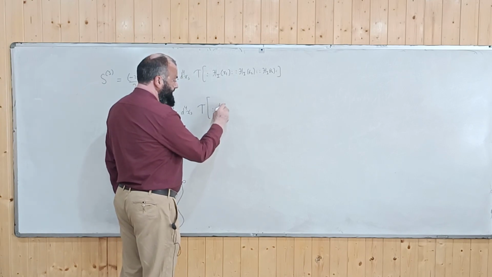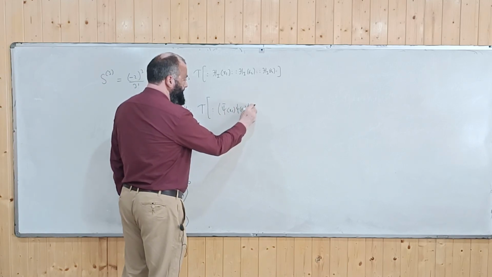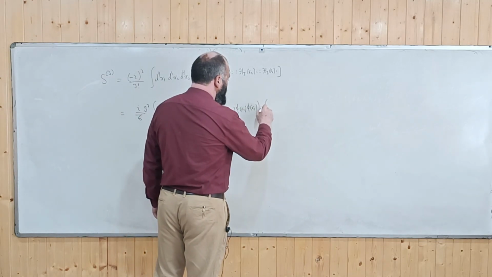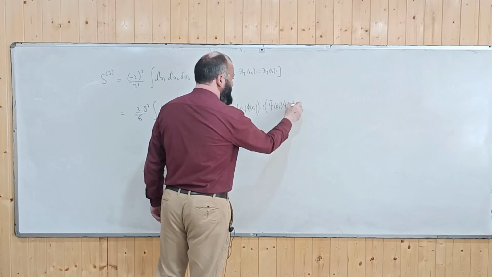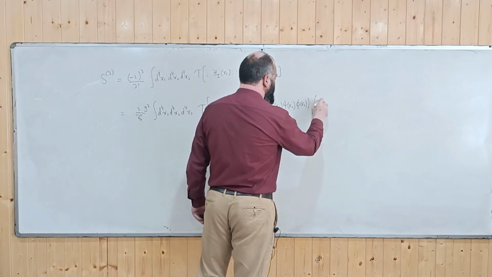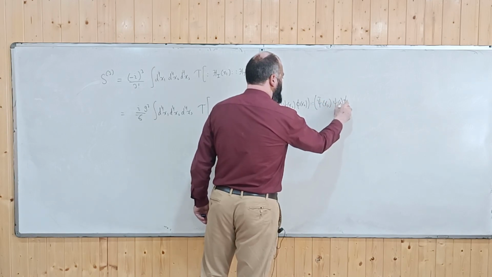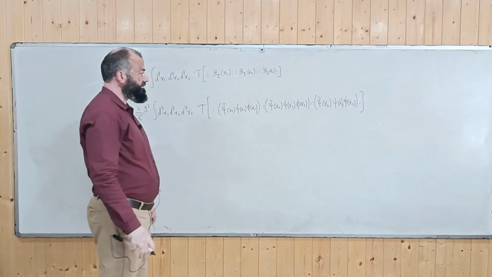Okay, so this will be something like psi bar of x1, psi of x1, phi of x1. Okay? Clear? Then you are having another psi bar of x2, psi of x2, phi of x2. Then you are having what? Psi bar of x3, psi of x3, and phi of x3. Clear?